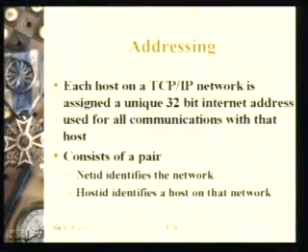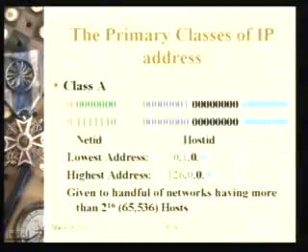Let us dwell on the addressing part a little more. Addressing in IP: each host on a TCP/IP network is assigned a unique 32-bit internet address, which is used for all communications with that host. These 32-bit internet addresses consist of a pair: the net ID, which identifies the network, and the host ID, which identifies the host on that network. Let us look into some typical classes of addresses in IP. They are class A, class B and class C.